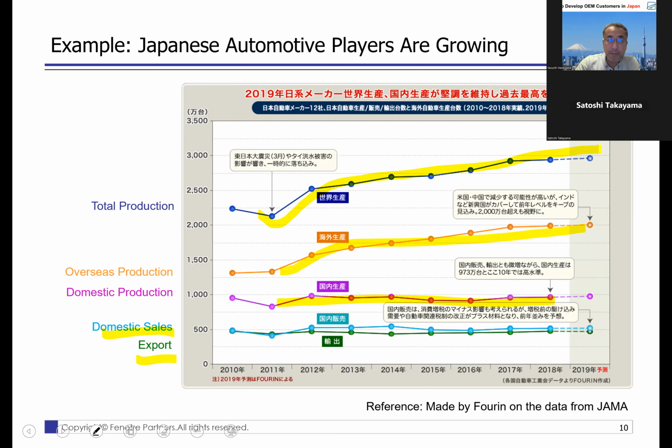So the Japanese domestic market is shrinking rapidly. However, automotive manufacturers are steadily growing. I'm just explaining automotive, but in many industrial fields, big Japanese companies are growing by export and global expansion.